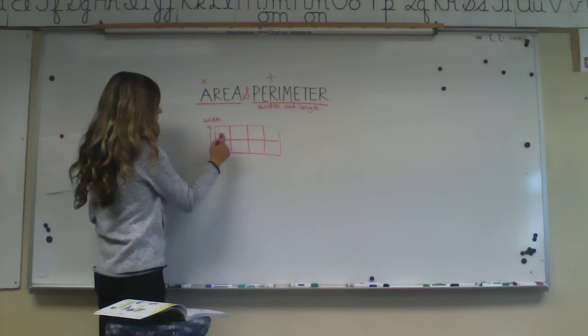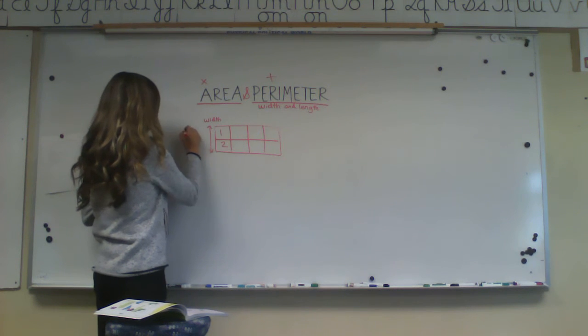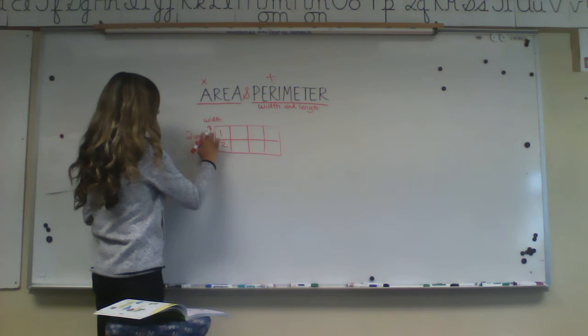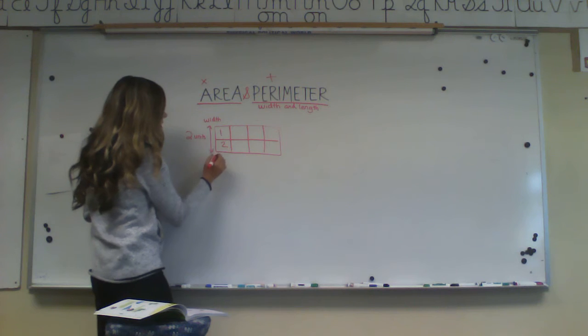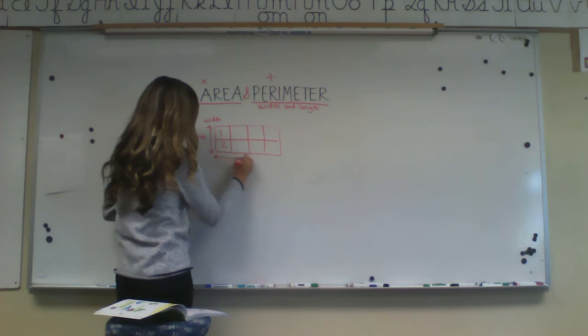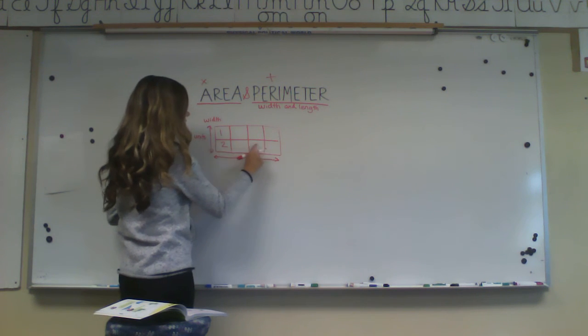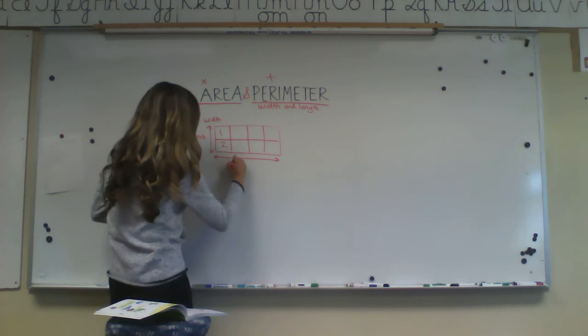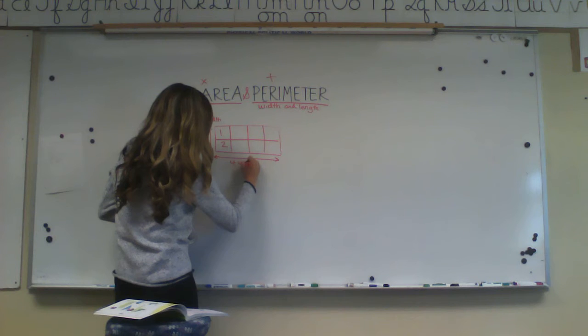Well, this is 2 square units. We see 1, 2. So it would be 2 units squared. Or just 2 units, not squared, sorry, excuse me. The width is 2 units. And then the length is 1, 2, 3, 4. We have 4 on this side. So we have 4 units of our length.